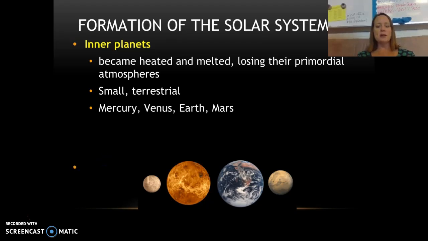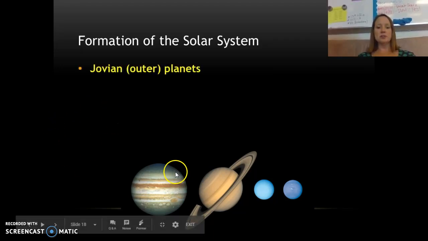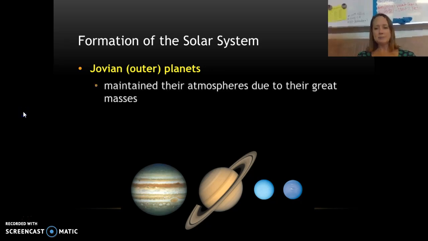Once we go beyond Mars, there's an asteroid belt that separates the inner planets from the outer planets. The outer planets are called the Jovian Planets, which means Jupiter-like. Jupiter is this first one here. It's the largest. Jupiter is mostly gas. It's made up of hydrogen, just like the sun.